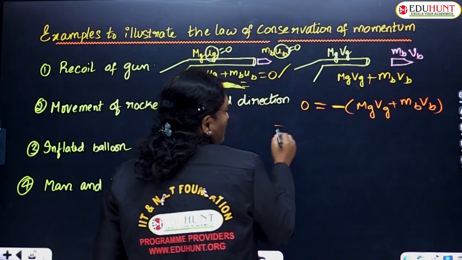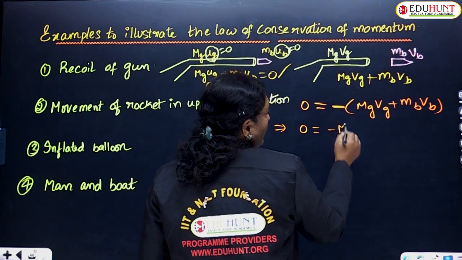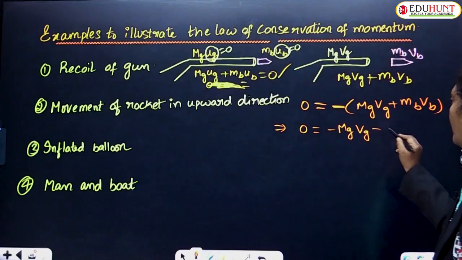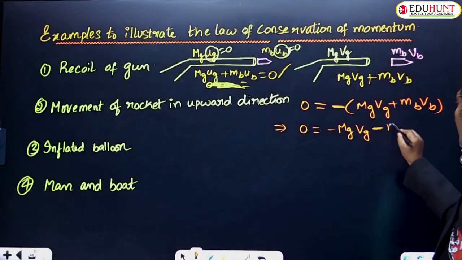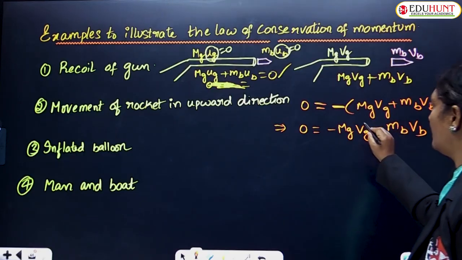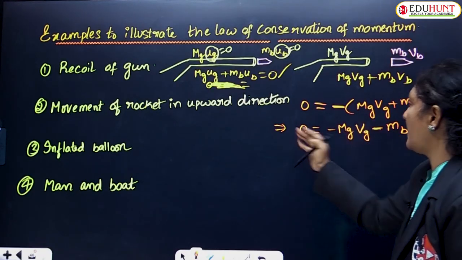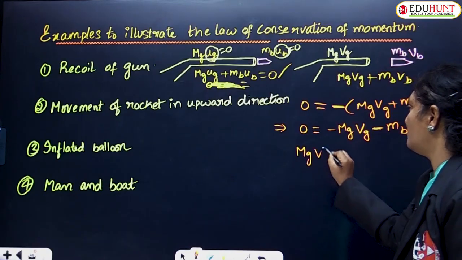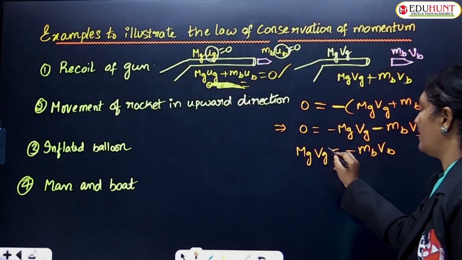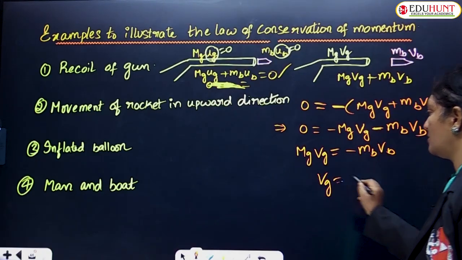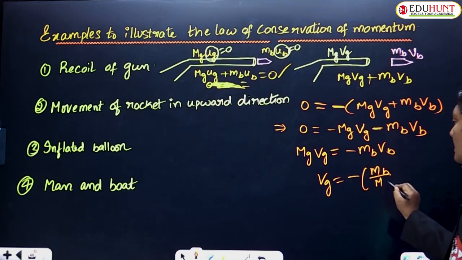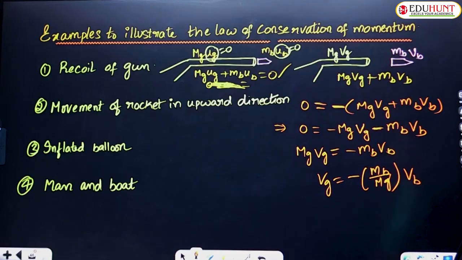So this implies 0 equals minus mg vg, taking the minus inside, minus mb vb. This is the bullet and this is the gun. Okay children? Let us bring this minus to the other side, then this becomes mg vg equals minus mb vb. Or the final velocity of the gun is found to be minus of the bullet mass upon the gun mass into the velocity of the bullet.